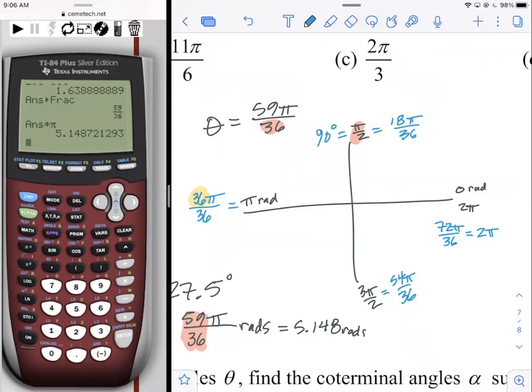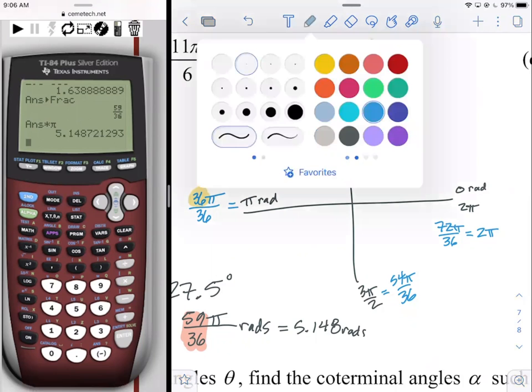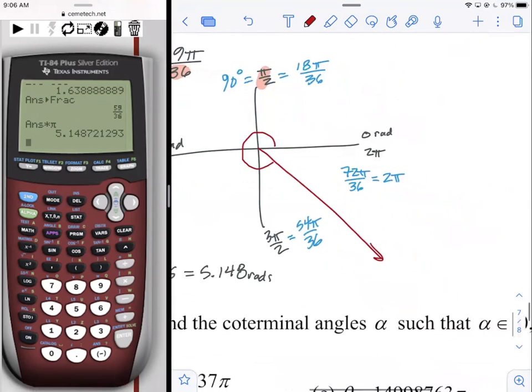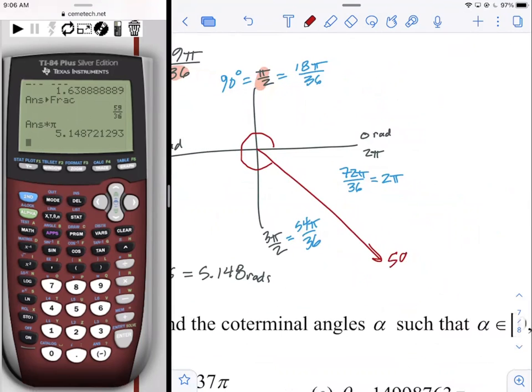Now I can see exactly where 59 pi over 36 lives. So 59 is bigger than 36. 59 is even bigger than 54, yes? So if I'm going to draw it, I'm going to come all the way around here, and I'll label this as 59 pi over 36. I'm going to label it out here at the end of the terminal ray instead of up there.